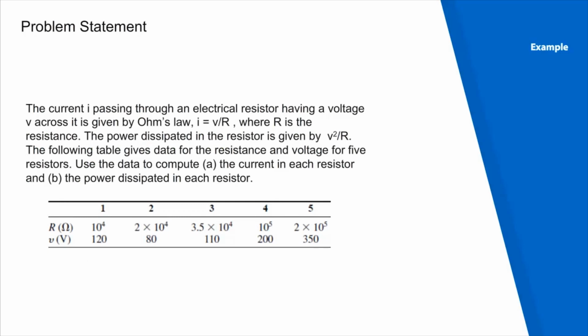Let's take an example on current and power dissipation in resistors. The problem statement says that current I is passing through an electrical resistor having a voltage V across it, as given by Ohm's law, that is I is equal to V by R, where R is the resistance. The power dissipated in the resistor is given by the formula V square by R. The table here gives the data for the resistance and voltage for 5 resistors. So we need to use this data to compute first the current in each resistor and the power dissipated in each resistor.